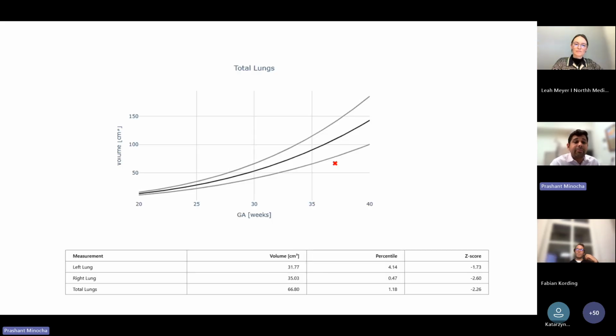We were also able to calculate fetal lung volumes using the automated SVR function, and we were able to define that the lung volumes were mildly hyperplastic to low normal.